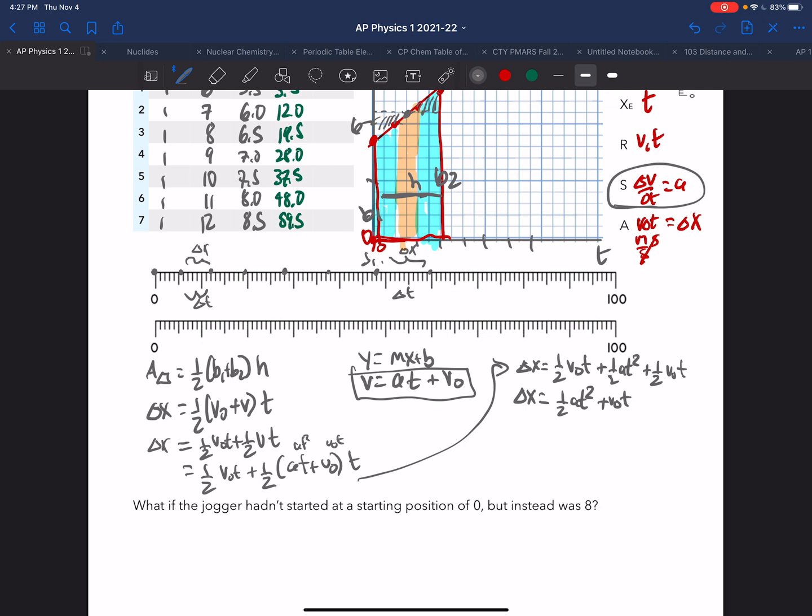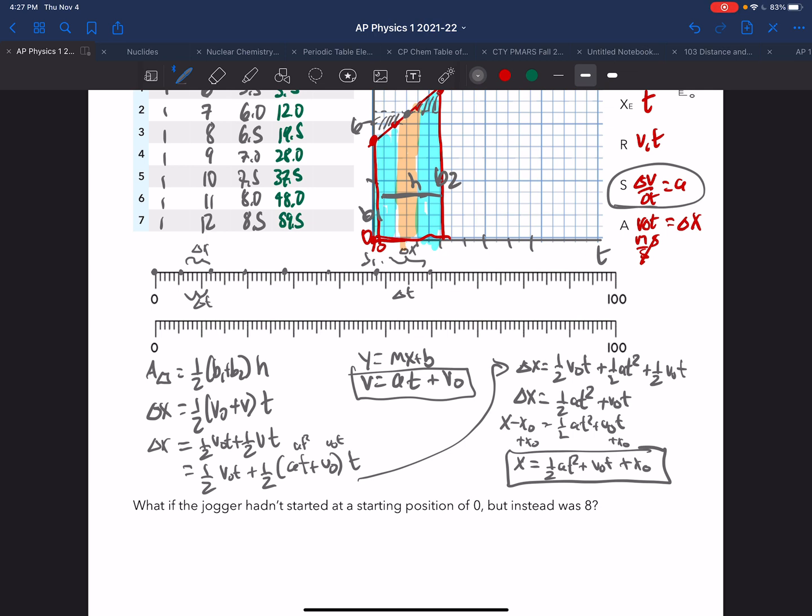And we know delta x is x minus x0. And so adding x0 to both sides, we end up with x equal to 1/2 at squared plus v0t plus x0. And that should come as no surprise that that is the other formula that we are supposed to know, the other relationship we're supposed to know.